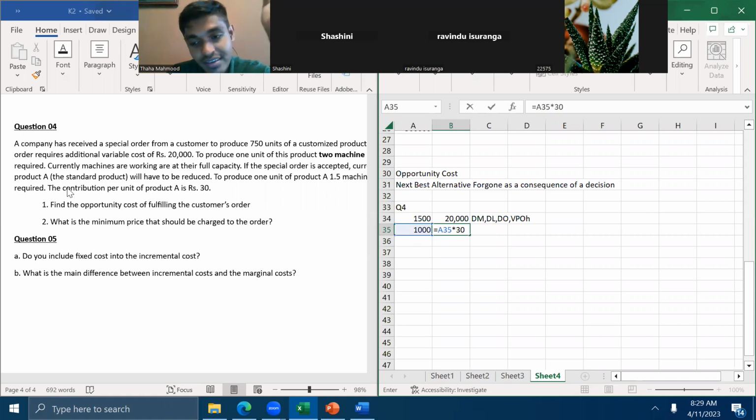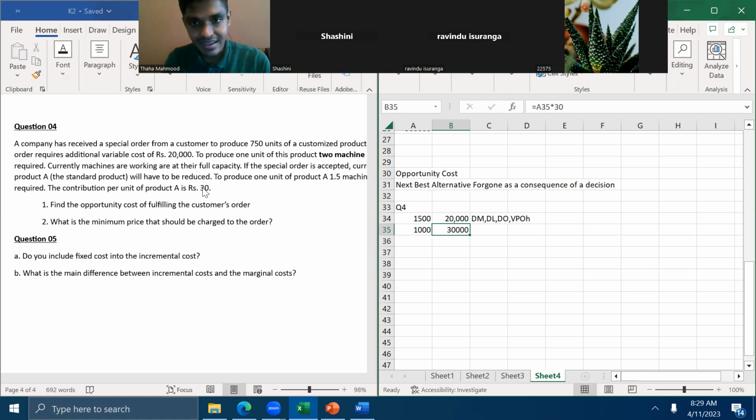Since fixed cost is irrelevant when it comes to a decision, regardless of the decision we make, we have to incur this fixed cost. මේ product A කට back කරන fixed cost එක, this production overhead which we absorb into this product A, we have to incur regardless of accepting this order or not. Therefore, it's irrelevant. We only have to include the contribution foregone, which is the incremental revenue minus the incremental variable cost foregone.